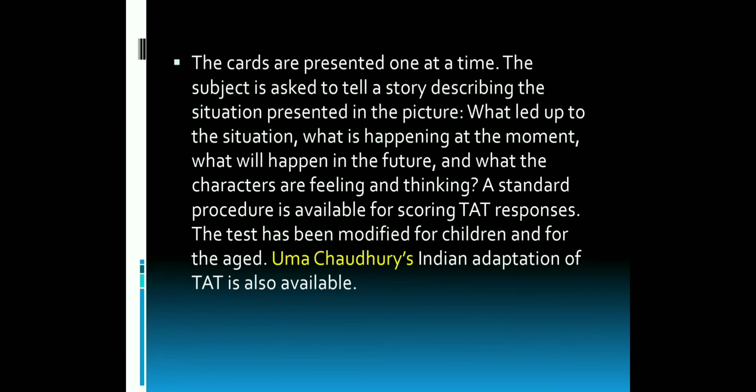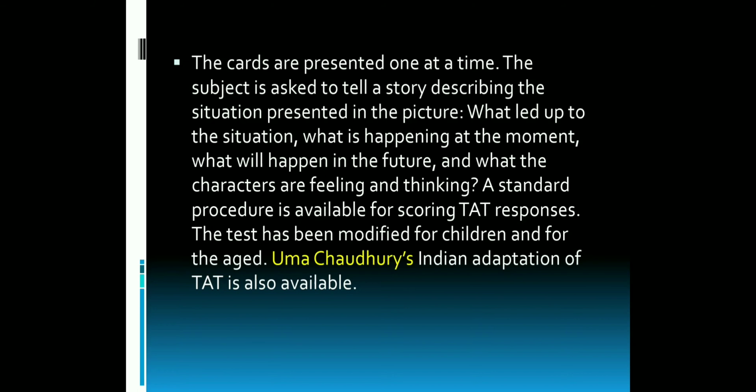Now when the subject has written the story about that card, right, then only we will show the next card. The subject has to tell what led up to the situation, what is happening at the moment, and what will happen in the future. What are the characters and what they are feeling and thinking. What is the relationship between the characters if there is more than one character. A standard procedure is available for scoring TAT responses.